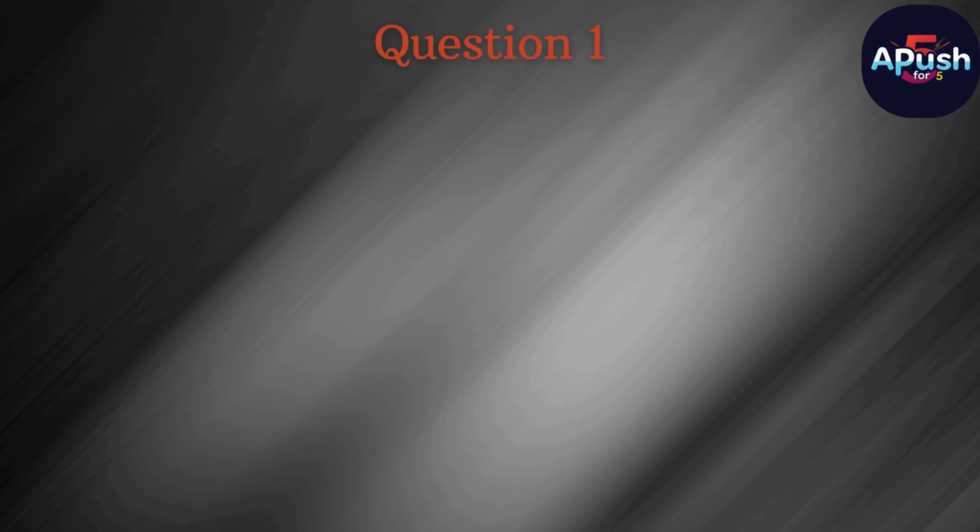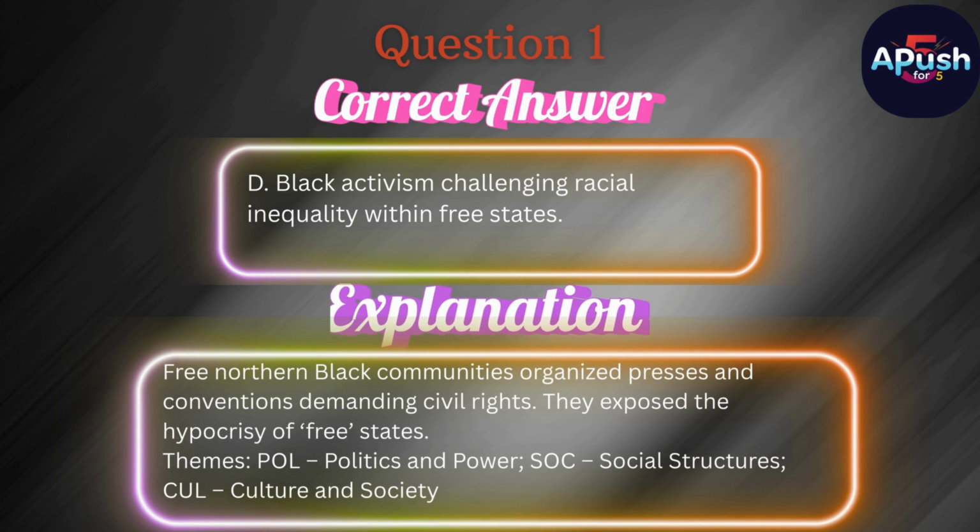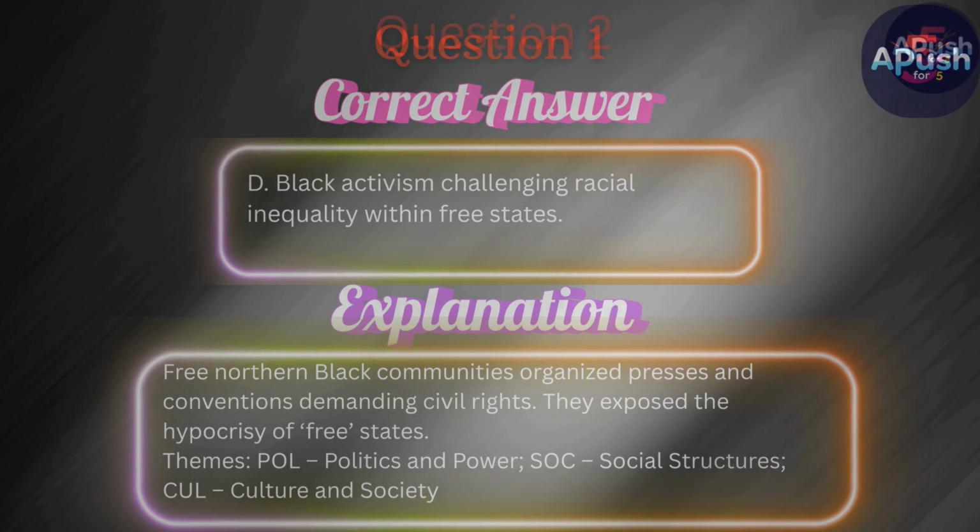The correct answer is D. Black activism challenging racial inequality within free states. Free northern black communities organized presses and conventions demanding civil rights. They exposed the hypocrisy of free states.